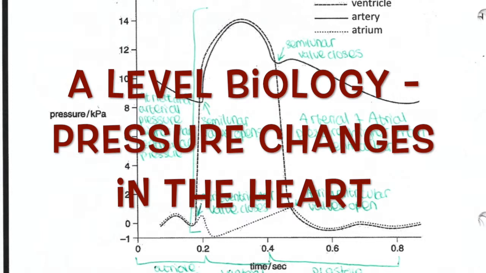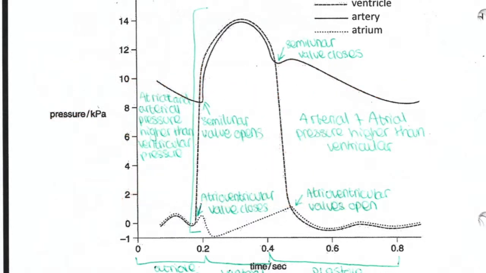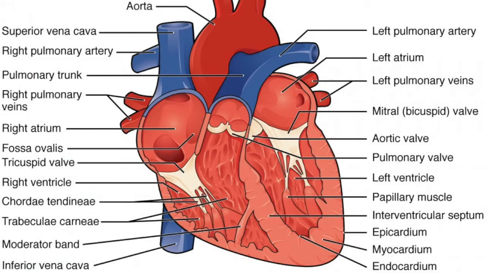So today what we are going to talk about are the pressure changes in the heart. We'll start by talking about the cardiac cycle and the anatomy of the heart. As we can see, we have the four chambers of the heart, the two atria, the two ventricles. You've got your atrioventricular valves, as well as your veins and arteries entering and leaving the heart.